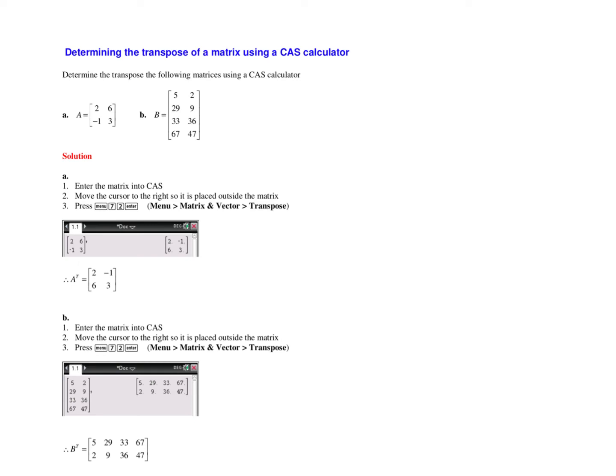Determining the transpose on your calculator, you can do it. It says enter the matrix into your calculator, so you go and press that button. They're going to do this A1 first. Move the cursor to the right so it's outside the matrix. Press menu 7-2. That would get you to menu, matrix, vector, and transpose. Really, it's not hard to manually transpose it. Just transpose it yourself, but in case you're checking and want to be sure, you can do that. So there's a little example. I've never done it on the calculator, so there you go.